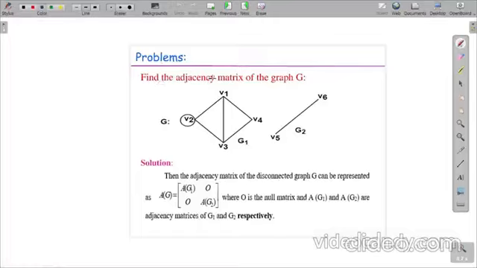Next, find the adjacency matrix of the graph. Which type of graph is it? This is a graph G. We can see between V1 and V6, is there any path? No. So this type of graph is a disconnected graph. Disconnected graph means between some pair of vertices there exists no path. It is written as A of G equals A of G1, null matrix, A of G2. This is the null matrix, and A of G1 and A of G2 are the adjacency matrices of G1 and G2 respectively.